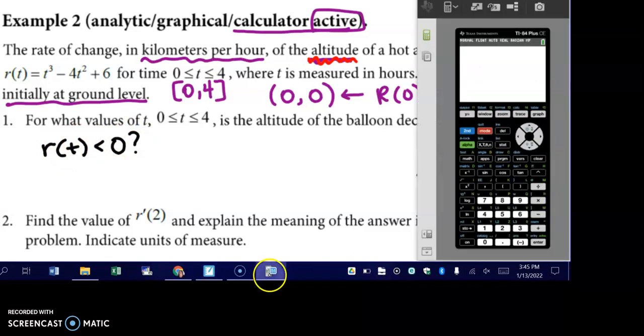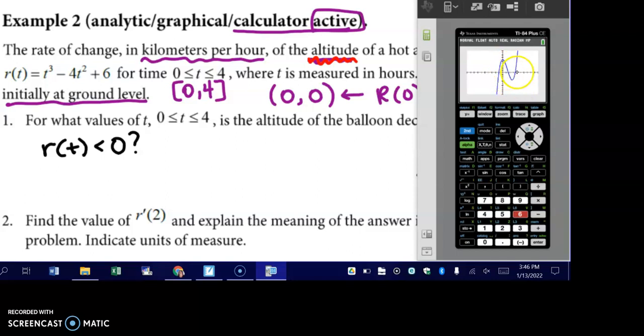Well, convenient for me, I have a calculator. And I have an equation of t cubed minus 4t squared plus 6. I'm going to do a little zoom 6 action. Oh, look. Beautiful. I want to know where this graph, which is r of t, where this r of t is negative. Well, it looks like we're going to be everywhere we drop below the x-axis.